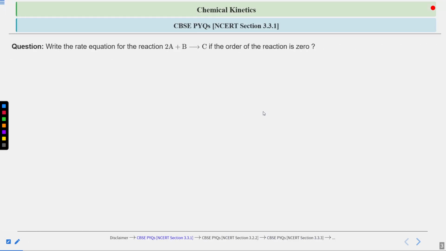Let's begin with our first question. This is a CBSE PYQ and it is covering NCERT subsection 3.3.1 under section 3.3. The question is saying: write the rate equation for the reaction 2A plus B giving C, if the order of the reaction is 0.